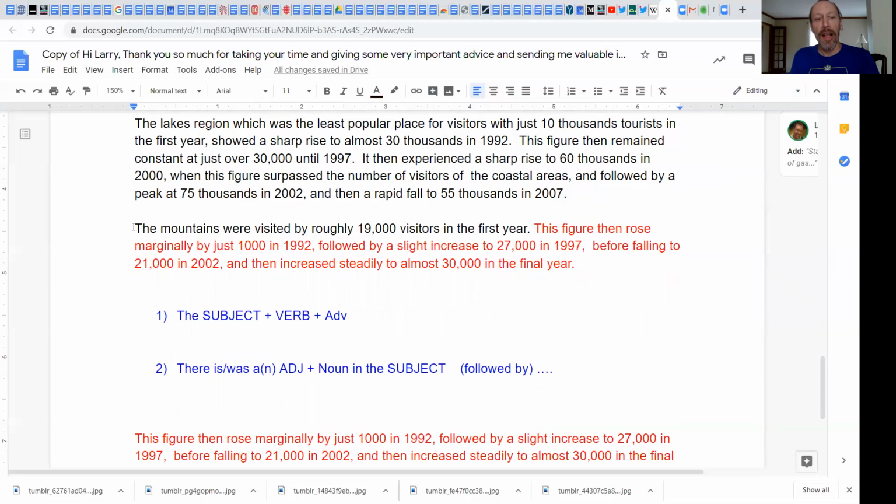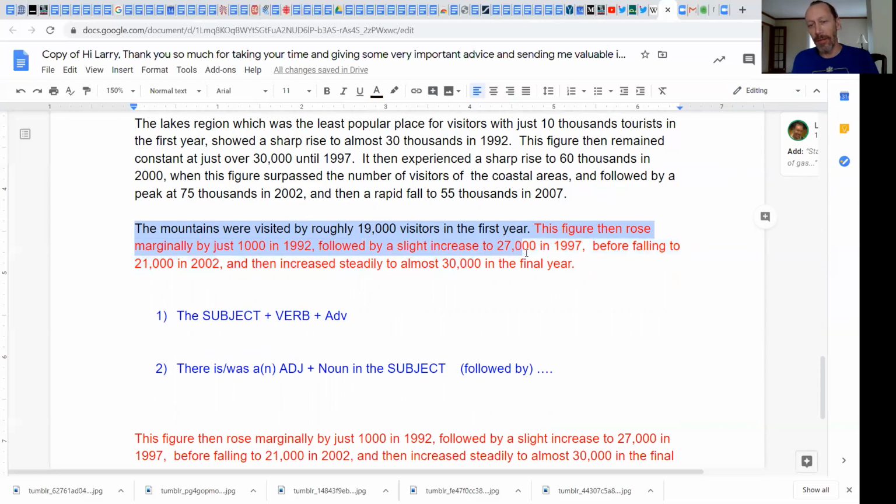So I'll read it. The mountains were visited by roughly 19,000 visitors in the first year. This figure then rose marginally by just 1,000 in 1992, followed by a slight increase to 27,000 in 1997, before falling to 21,000, and then increased steadily.